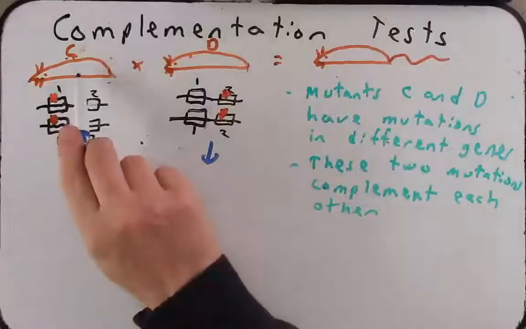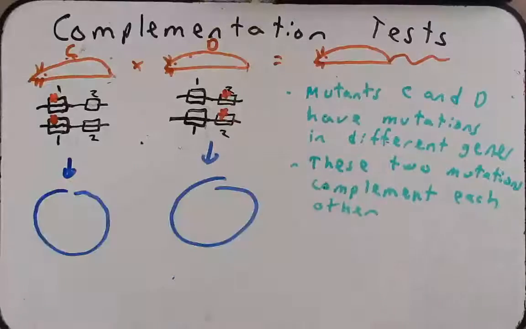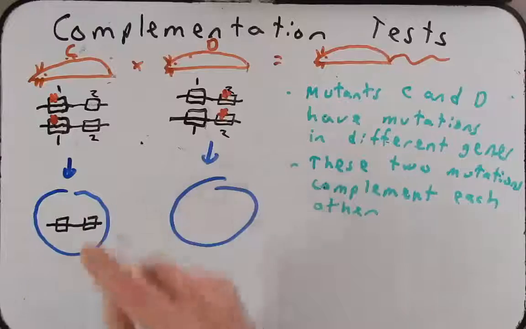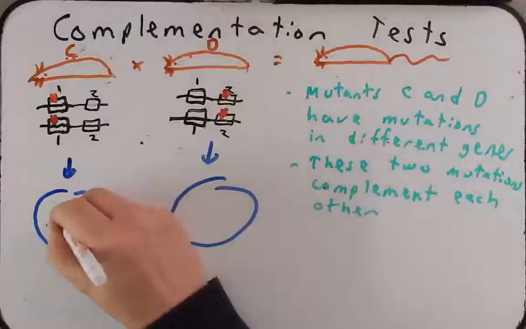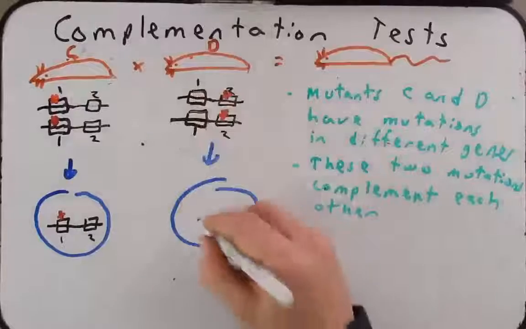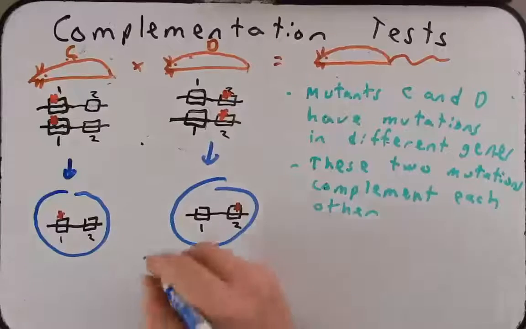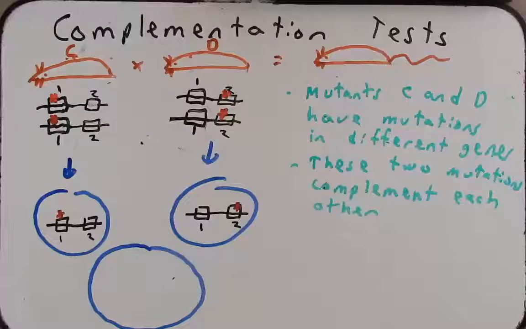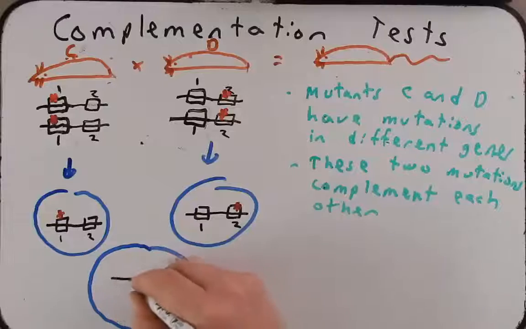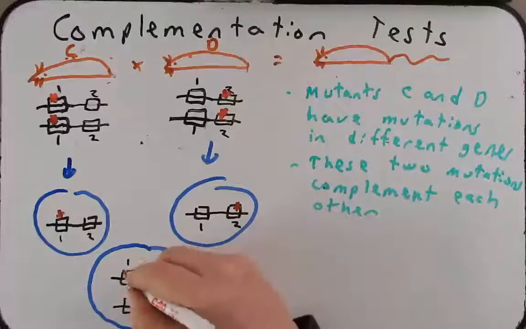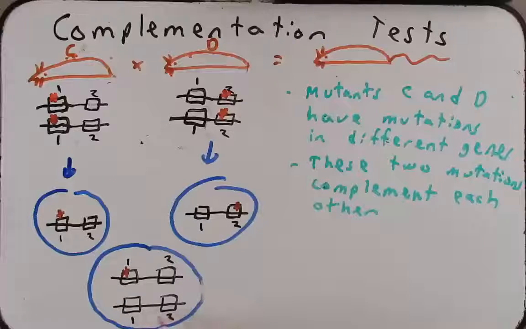Let's now go back and look at the gametes that are made from mutant C and D. Mutant C will make a gamete that contains gene 1 and gene 2. Gene 1 is going to be mutated. Gene 2 is not mutated. Mutant D will make a gamete, but in this case, gene 1 is fine, but gene 2 is mutated. Now, when these gametes come together to create the fertilized zygote, it's going to take these two chromosomes and bring them together. Now, remember, this chromosome here is coming from mutant C, and so gene 1 is mutated. This bottom chromosome here is coming from mutant D, and so gene 2 is mutated.